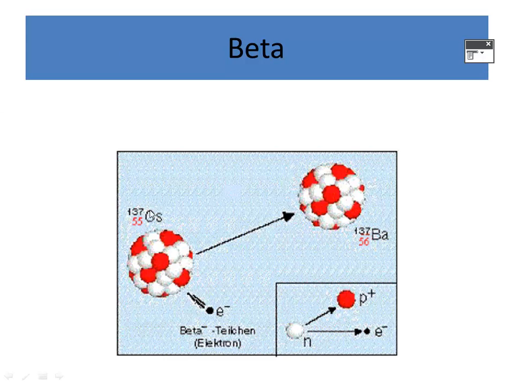Notice what's the change in mass here? Is there a change in mass number? No. What happens to the atomic number? It goes up by 1, because you have one more proton in the end. Because that neutron changes to a proton and an electron, and the electron's shot out of there at very high energy.